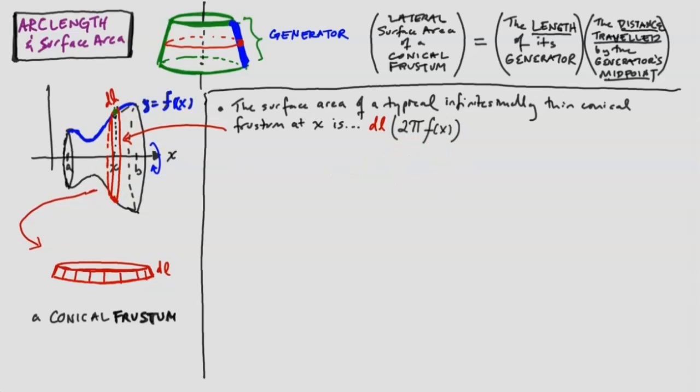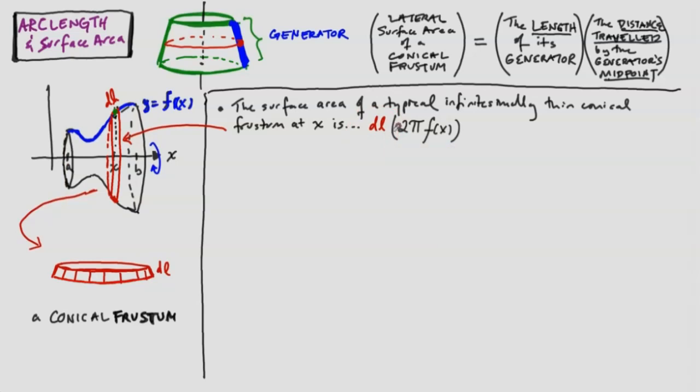But let's back up a second and remind ourselves where we are. What we've just shown is that the surface area of one of these typical infinitesimally thin conical frusta, into which we have chopped our surface of revolution, is dl times 2 pi f of x. Does that help us? Well, we want to integrate this sort of thing. Ultimately, we want to be doing an integral from where x is a to where x is b. So I don't want my expression to end in dl. I want it to end in dx.